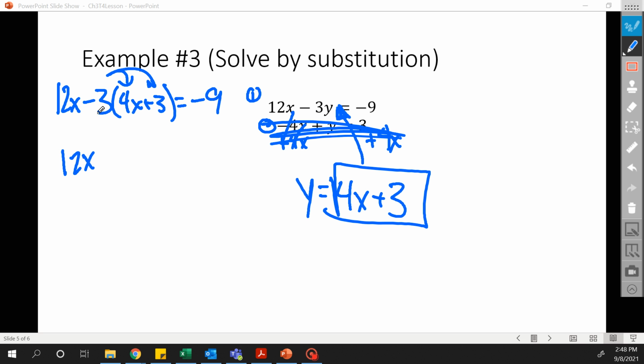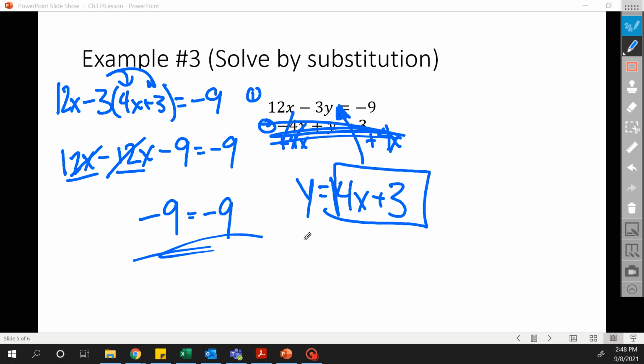So 12x, negative 3 times 4x is negative 12x. Negative 3 times 3 is negative 9. And on the other side, I get negative 9. 12x minus 12x is 0x. Those actually cancel, and I'm left with negative 9 equals negative 9. Now, you'll notice here that I don't actually get a solution. I don't have any variables left. I have this thing that says negative 9 equals negative 9. This is actually a special case.